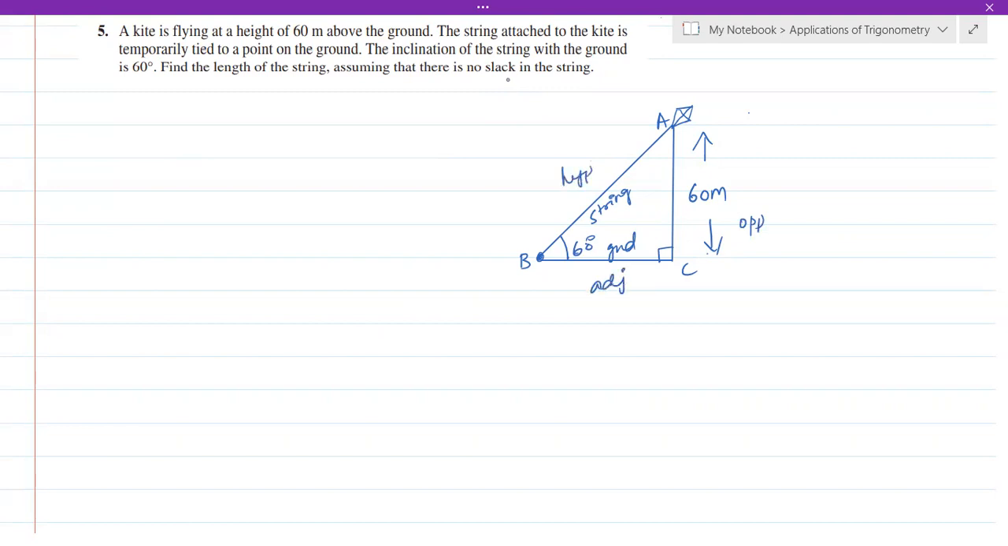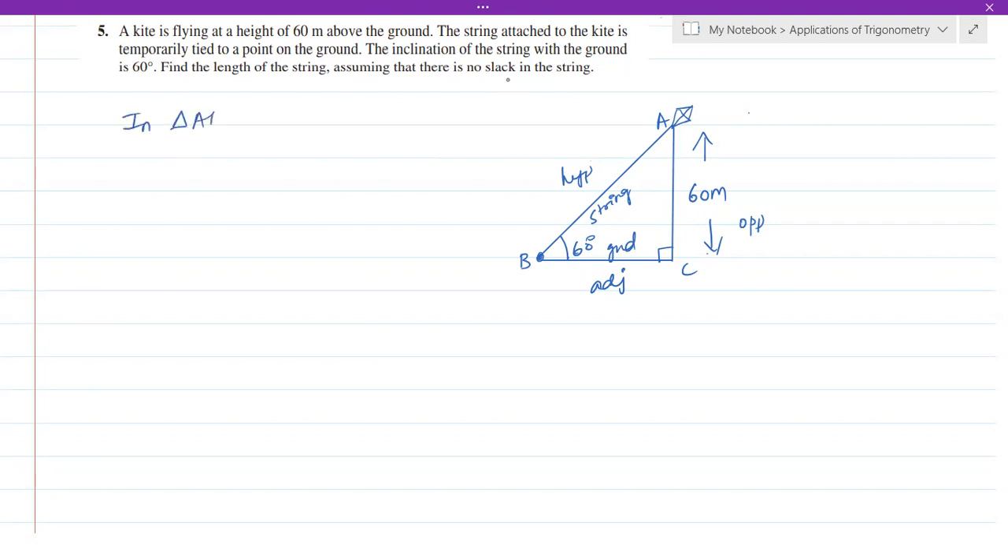Now observe the question. What should we find? We have to find the length of the string. The string is AB, right? We have to find the length of AB. That is, we have to find hypotenuse. What is given? The value of opposite side, that is AC value, 60 meter is given. So opposite is given, hypotenuse should be found. Therefore, we are going to use sine theta.